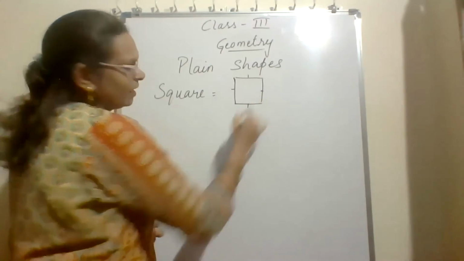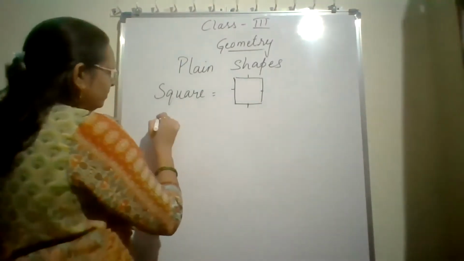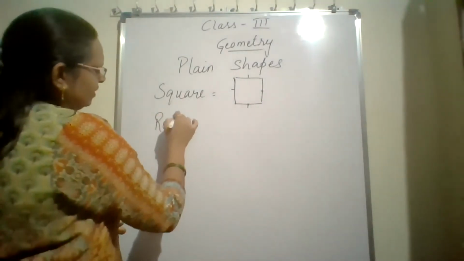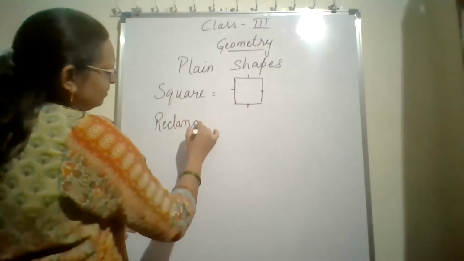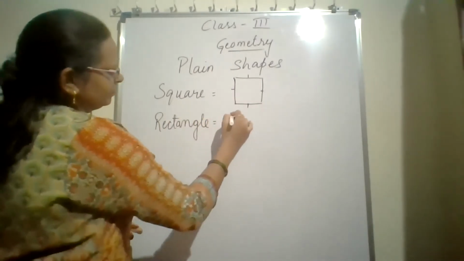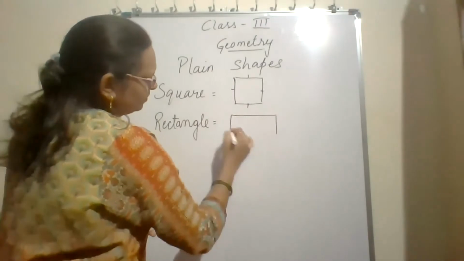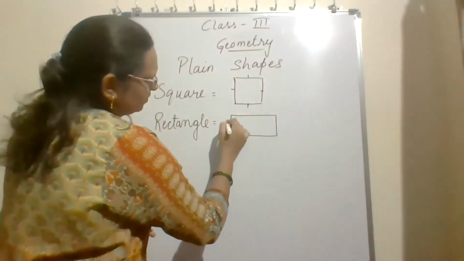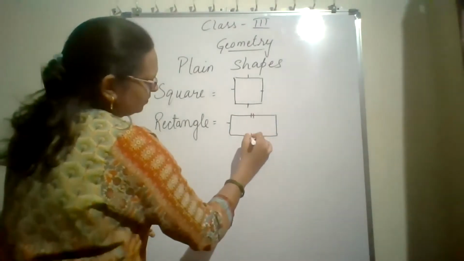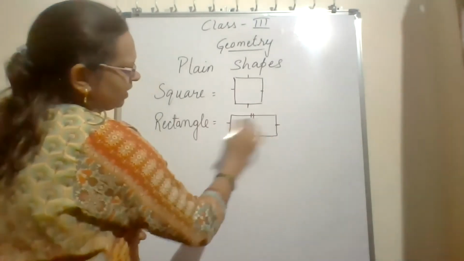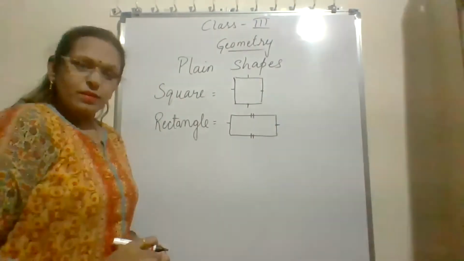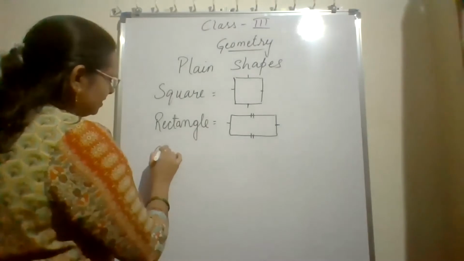all sides are equal. Rectangle, opposite sides are equal, right? Next is circle.